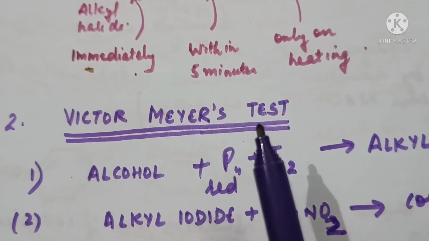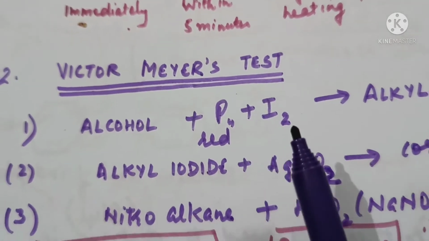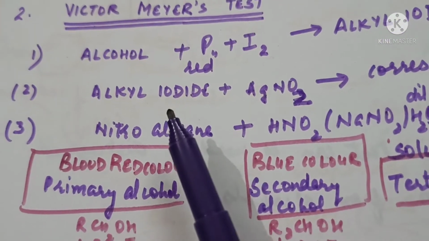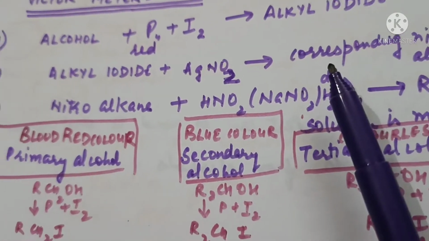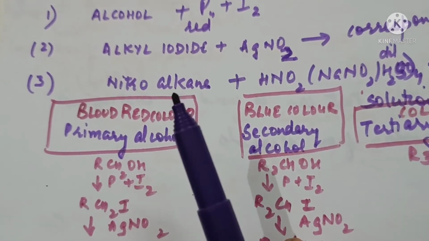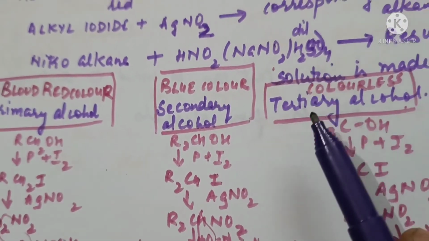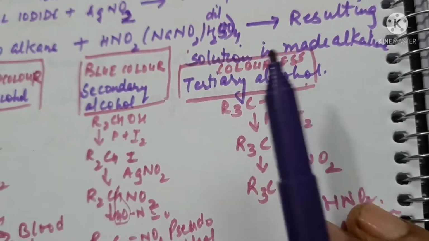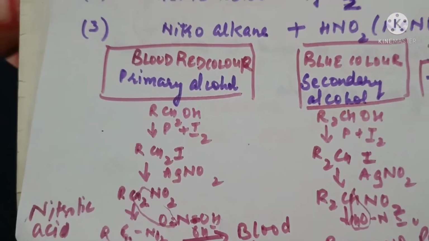Second test is Victor Meyer's test. For that, in the first step, we react alcohol with a mixture of phosphorus and iodine to form alkyl iodide. Then, in the second step, we treat this alkyl iodide with silver nitrite and the corresponding nitroalkane will be formed. In the next step, we react the nitroalkane with nitrous acid, made by reacting sodium nitrite with sulfuric acid. The respective compound is formed, which is then made alkaline, and depending upon the different colors, we can identify the alcohol.